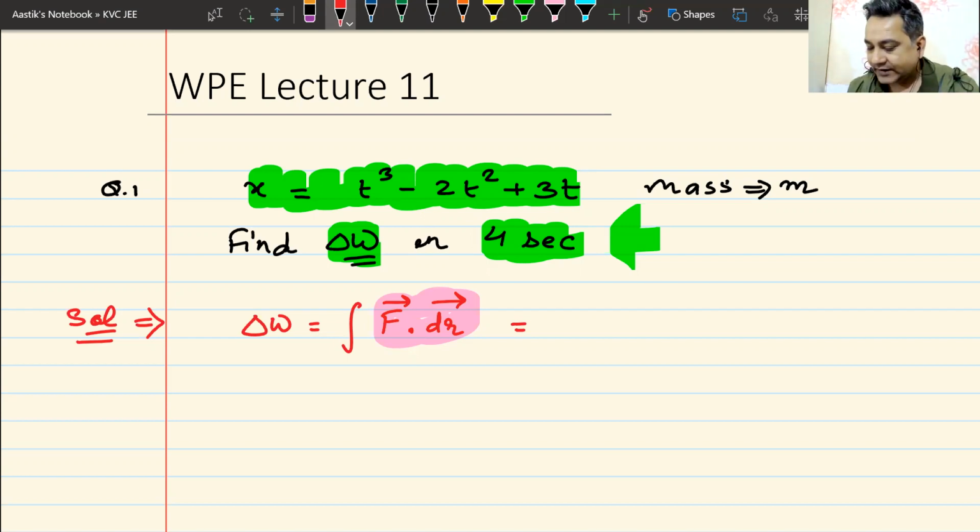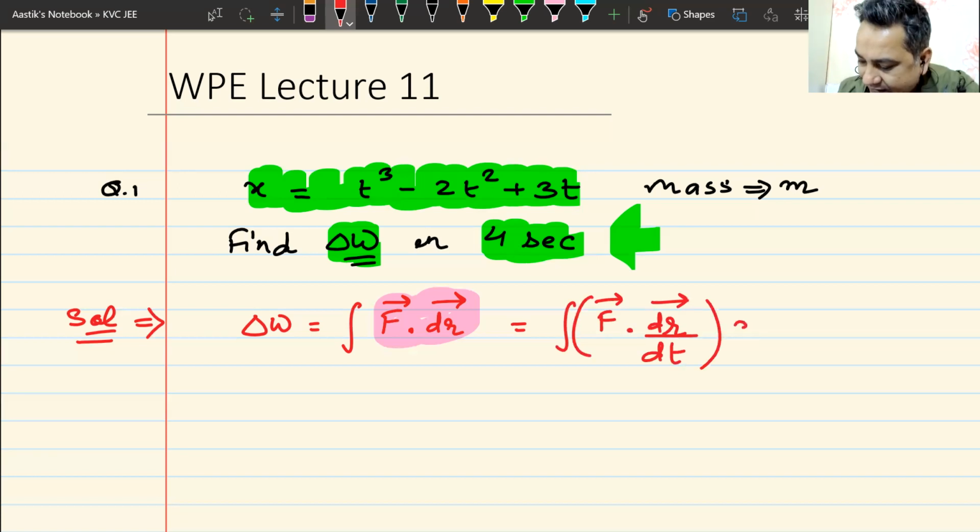So how do I bring time into the picture? Work done is the integral of F dot dr. Nothing has changed: I divided by dt, and then I multiplied the entire thing by dt.